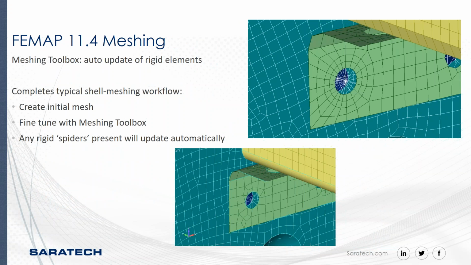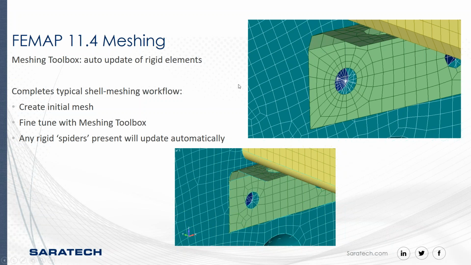Moving on from visualization, we'll go on to meshing. So with the meshing toolbox, FEMAP 11.4 enables you to auto update rigid elements. So right here, you have two through holes and you have two rigid elements, spider elements. And this emulates a fastener. Let's say you're fixing these two plates together. So you have two spider elements connected by a rigid element in between.